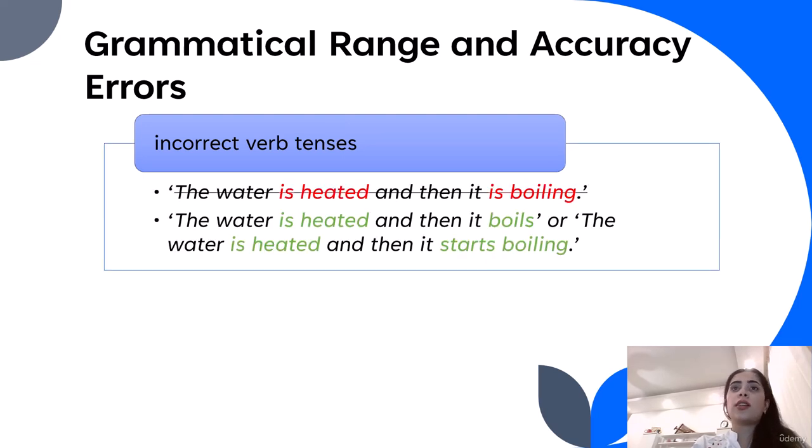Saying "the water is heated and then it's boiling" is incorrect because it mixes present simple with present continuous. Instead, it should be either "the water is heated and then it boils," or "the water is heated and then it starts boiling."